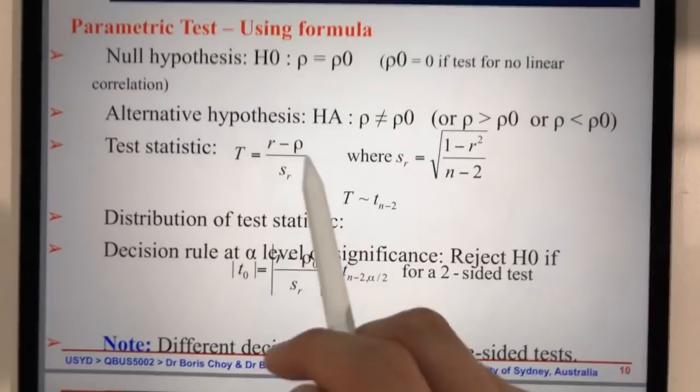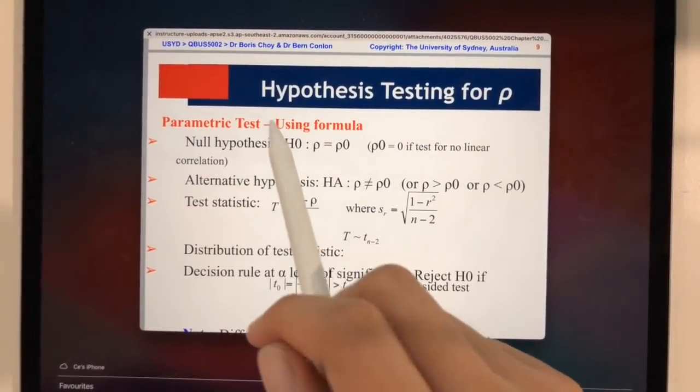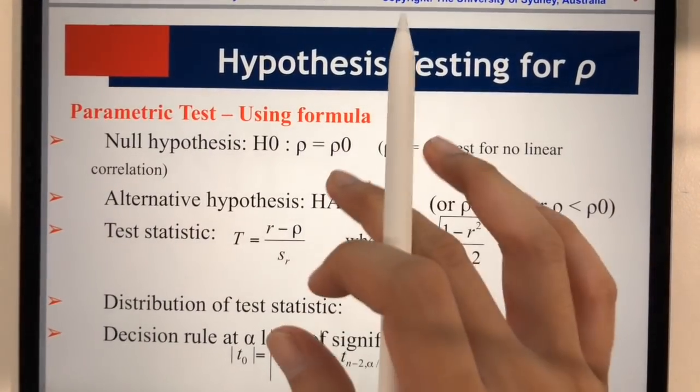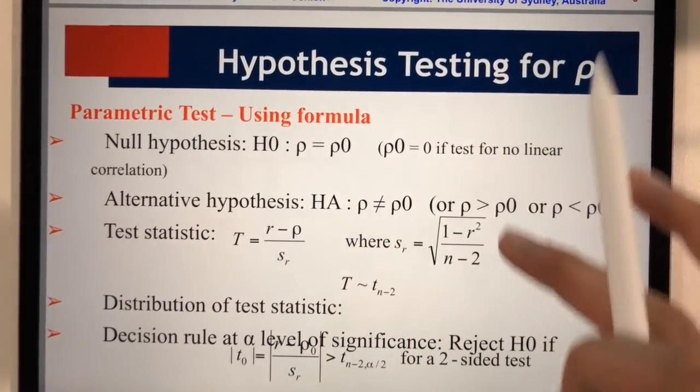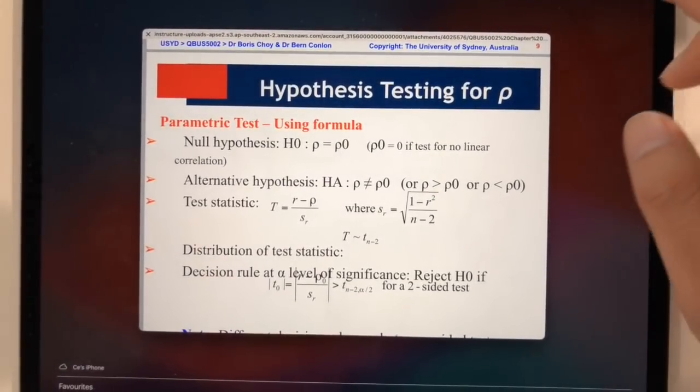It's over here. This is the very test you have to use when you're trying to do a hypothesis testing for P.